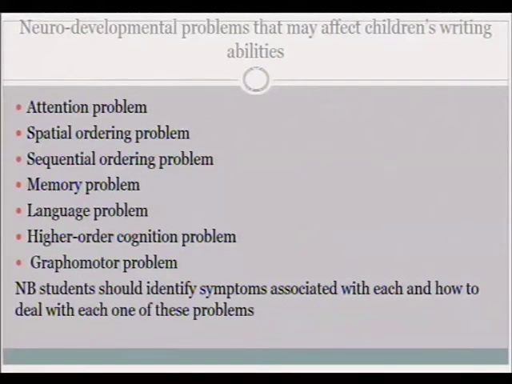But I would love students also to read the problems that are associated with each one of them and how to deal with each one of these problems. It's very important that we just don't know the problems, but we know the symptoms, how to identify a child that has an attention problem, and the remedies that we can use in our classrooms to correct the situation.